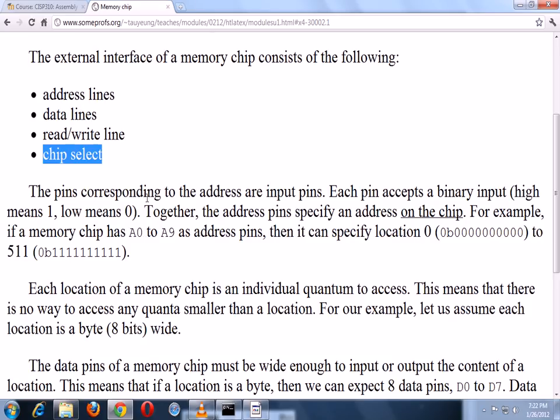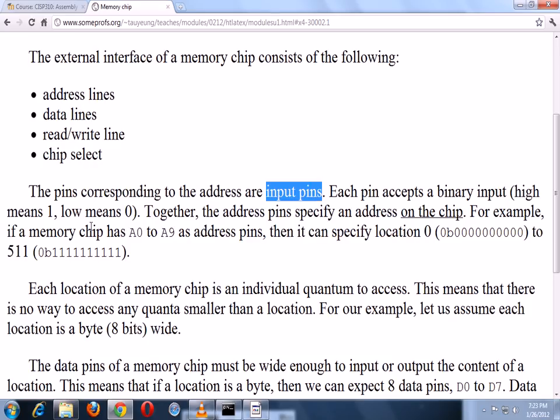Okay, so the pins corresponding to the address lines are input pins. Each pin accepts a binary input. In other words, when you look at the address lines, each line can be interpreted as a 1 or a 0. Typically, when the voltage is high, like 5 volts, 3.3, or depending on the technology, a higher voltage means a 1 and a lower voltage means a 0. But it's usually binary.